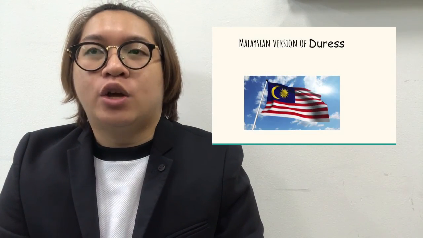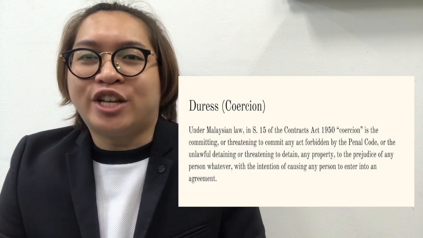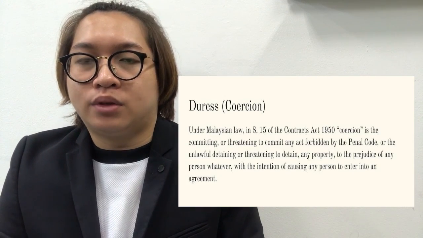In Malaysian law, there is no specific provision which explains the doctrine of duress as in English common law. Under Malaysian law, the law relating to contracts induced by threats, or basically duress, can be found in Section 15 of the Contracts Act 1950, the Act which deals specifically with coercion. Section 15 provides as follows.